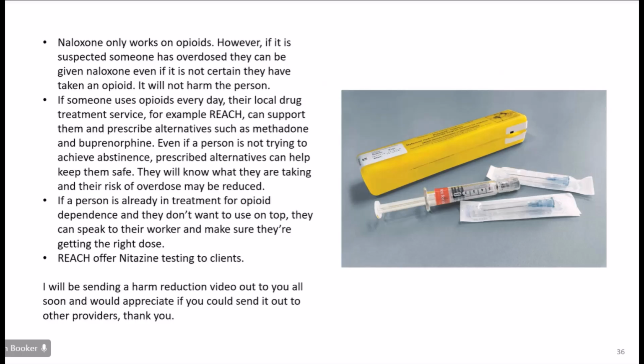If someone uses opioids every day, their local drug treatment service, for example REACH, can support them and prescribe alternatives such as methadone and buprenorphine. Even if a person is not trying to achieve abstinence, prescribed alternatives can help keep them safe. They will know what they're taking and their risk of overdose may be reduced. If a person is already in treatment for opioid dependence and they don't want to use on top, they can speak to their worker and make sure they're getting the right dose.